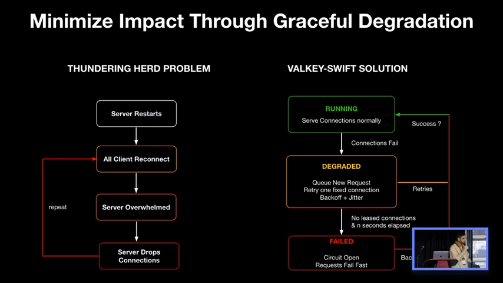If the connections are still failing, then we know we are in a bad state. So we move to a failed state where we open the circuit, and requests fail fast. All this while we are probing in the background, and when those probes succeed, we move back to the running state and restore everything. So this way, we degrade gracefully when things start to go wrong, and we give ample opportunities to the server to recover in case of temporary failures.